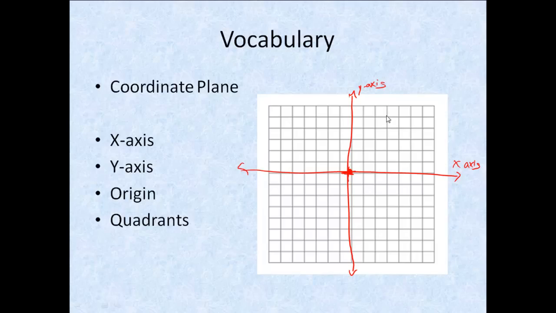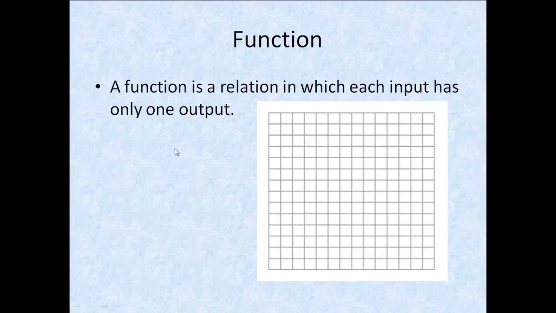And then when we put on our x and y axis, it divides our coordinate plane into quadrants. And the quadrants start in the top right corner with quadrant 1, and then they go counterclockwise. So quadrant 2 is in the top left corner, quadrant 3 bottom left, and quadrant 4 is in the bottom right corner. Okay, and our next one.